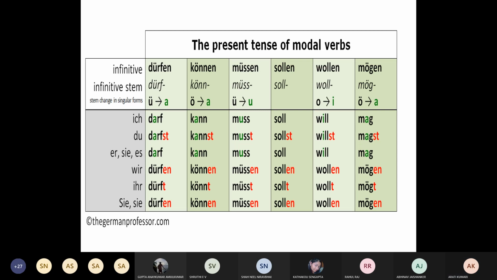Ich möchte Ingenieur werden. Oder ich möchte Arzt werden. Oder ich möchte Professor werden. Ja, oder ich möchte Dichter werden. Dichter means poet. Yeah. So there are two different ways that you can use möchten. And now let's move to the next one.